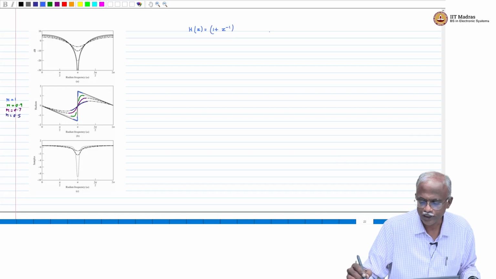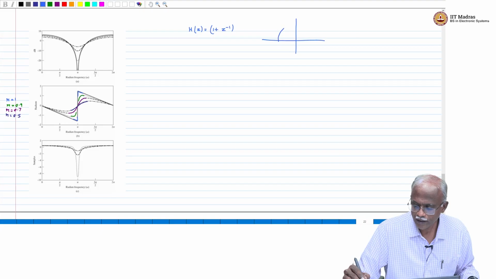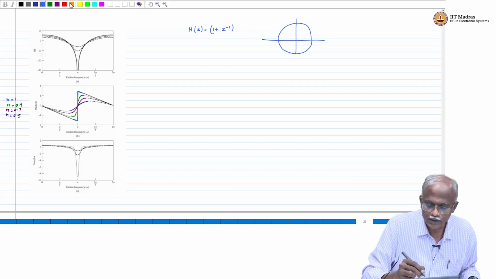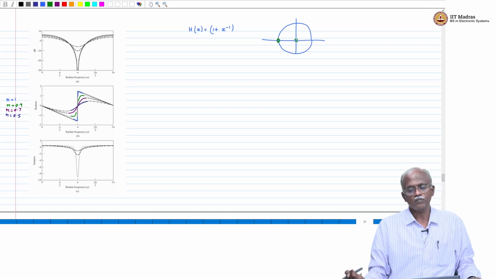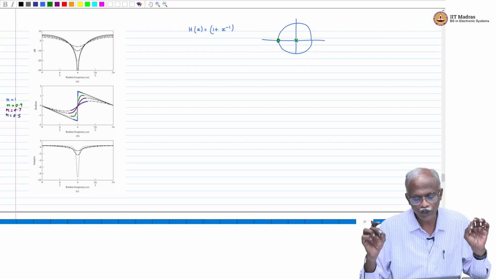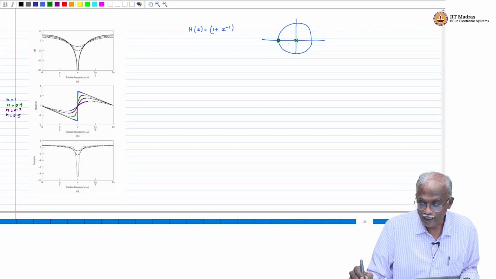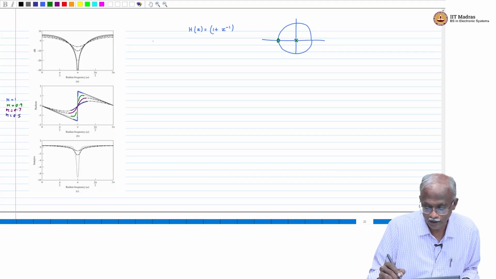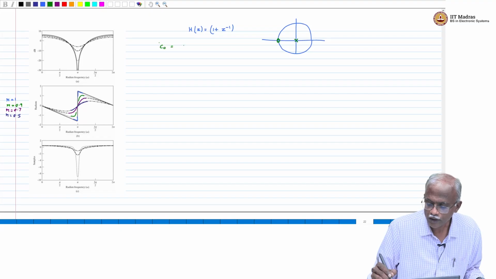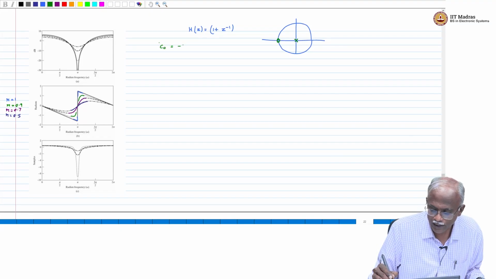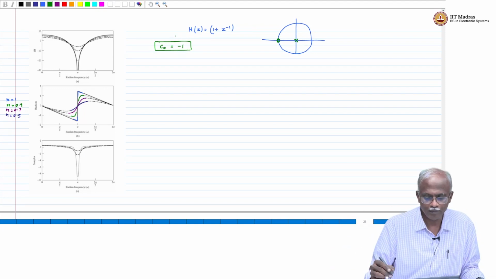Okay, so this is on the unit circle. If I were to sketch it, the 0 is sitting on the unit circle at z equal to -1, and the pole is sitting here. Now this is a good example for us to try out. What is the radius of the 0? The radius of the 0 is equal to 1, right? So what did we call it? We called it C0. C0 is equal to, in this particular case, -1. This is the location of the 0, it's at z equal to -1.